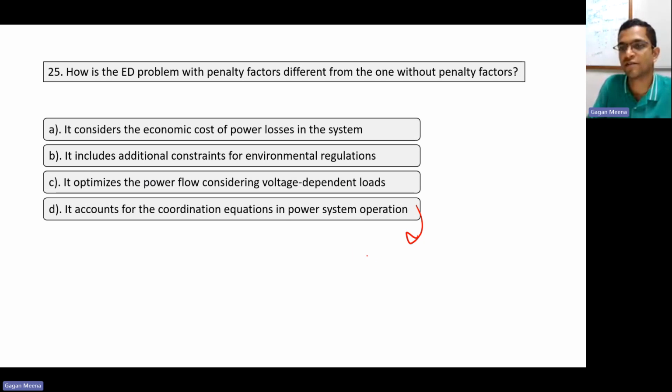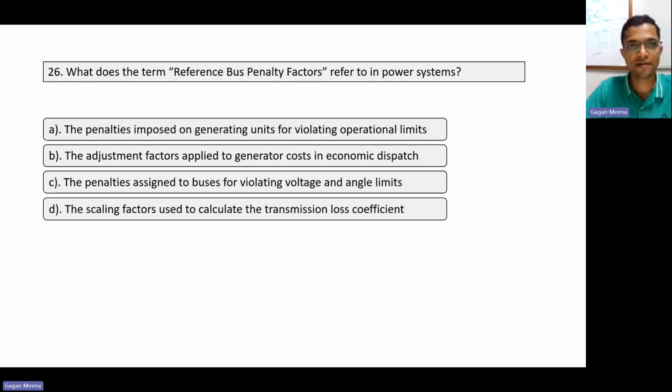This will come in hydrothermal scheduling potential equation. It considers the economic cost of power losses in the system. What does the reference bus penalty factor refer to in power system? The adjustment factor applied to generation cost and economic dispatch.